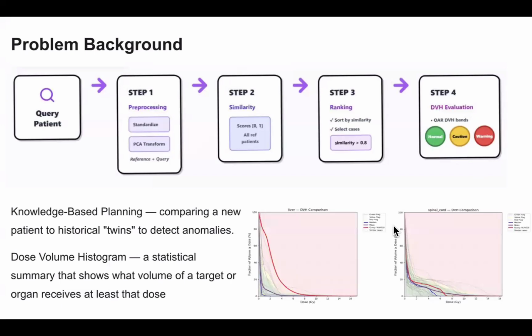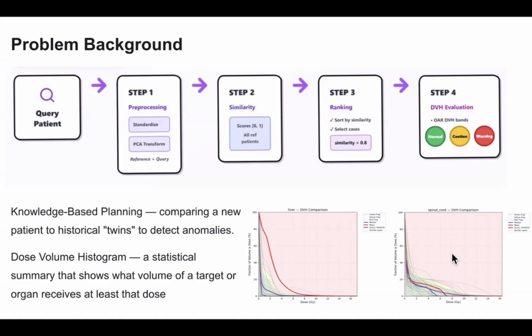Just for explanation, you can see two example DVH plots at the bottom of the slide. These are for two different organs for the patient. In both plots, the red line is the query patient, and the other curves show the similar historical twins. On the left plot, you can see that the red line is well outside the cluster of the historical DVHs. This means that the current plan is delivering a much higher dose than what we usually see in similar patients. So in this case, this should be flagged as a warning and should catch the radiologist's attention.